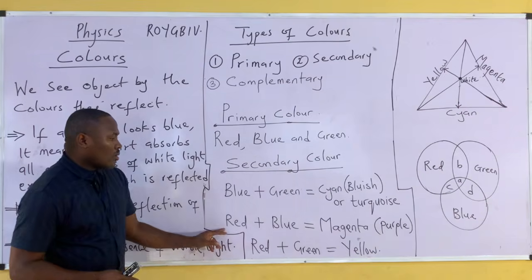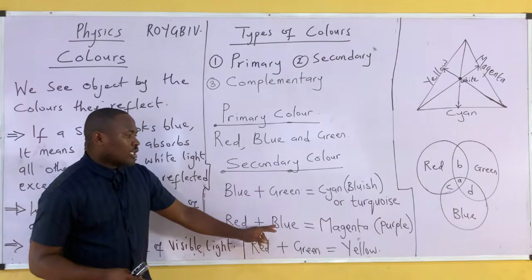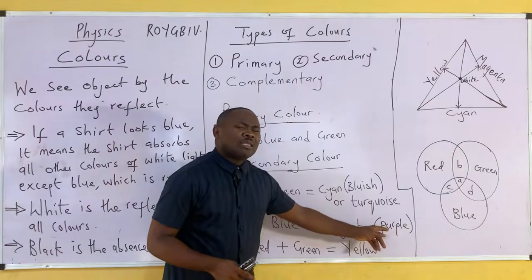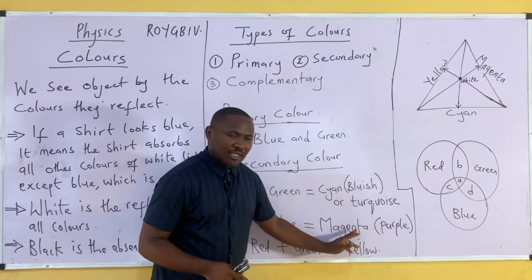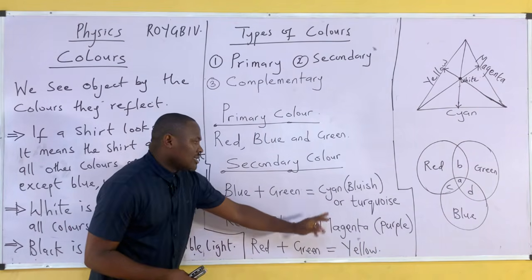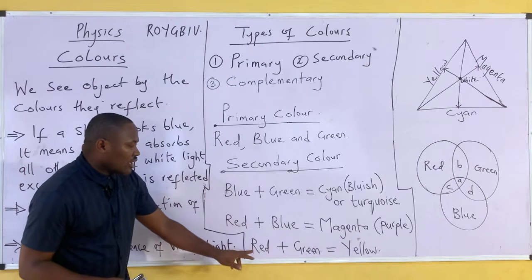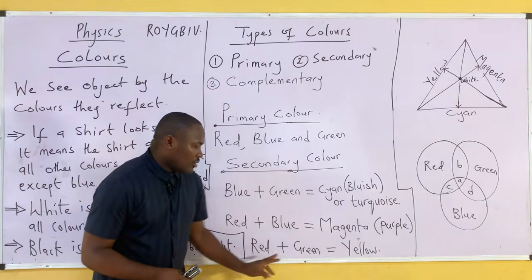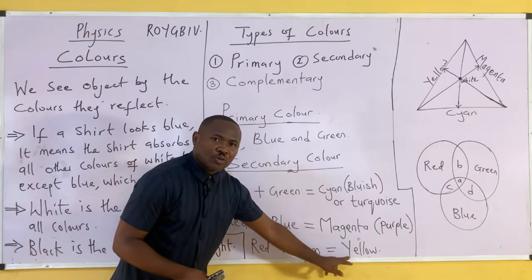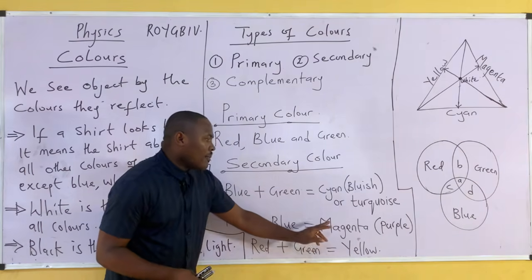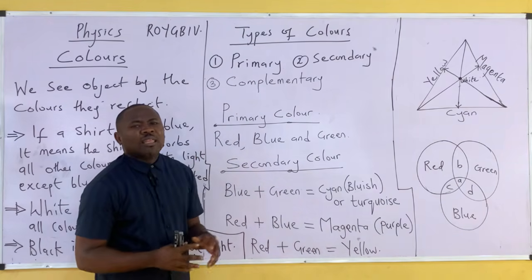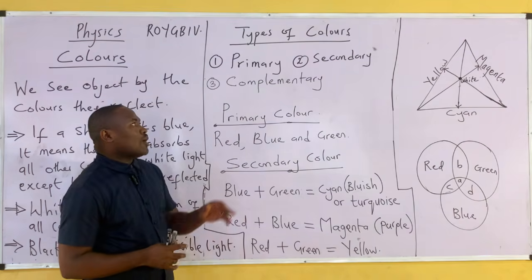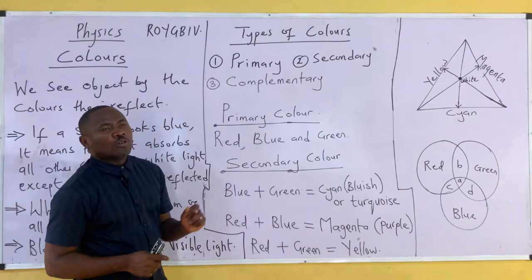Now we have another one, red plus blue gives us magenta, which looks like purple, but it's magenta. So magenta, cyan, and we have the last one, red plus green. Red plus green equals yellow. So yellow, magenta, and cyan, they are secondary colors. I will talk about complementary colors soon.